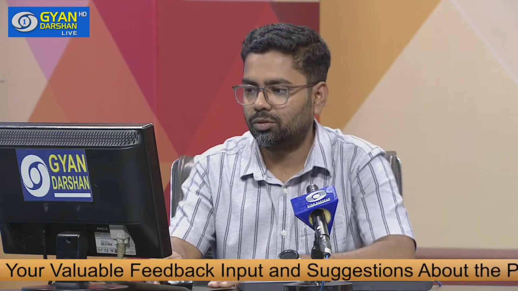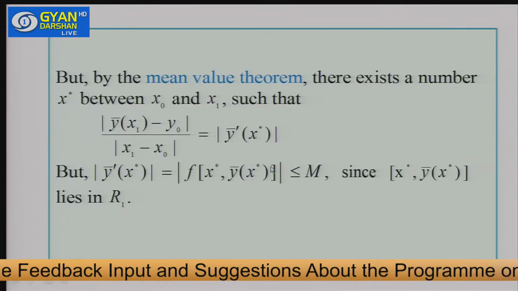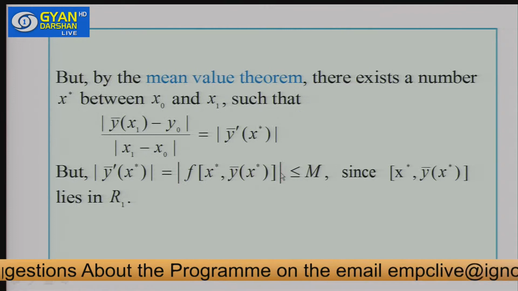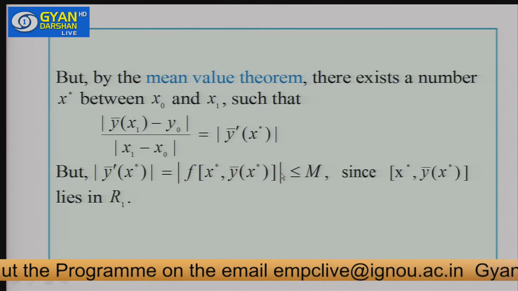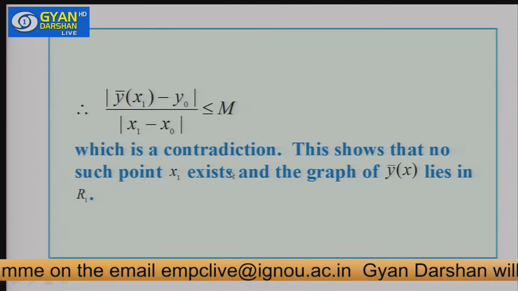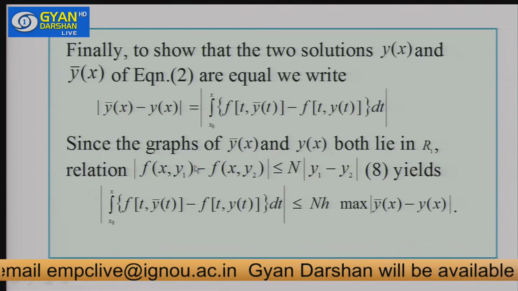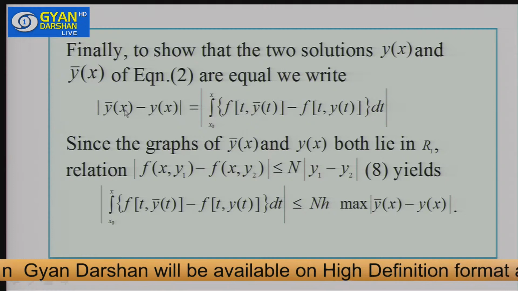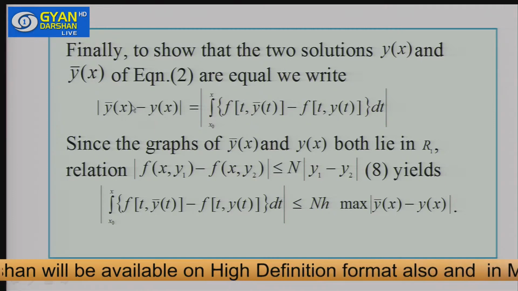So by mean value theorem, we have two contradictory things. Here we are showing this is greater than m, here we are showing this is less than or equal to m, the same ratio, so contradiction, so it cannot leave R1. So the first is the same. Second, we are going to just use the previous inequalities, and we are going to show these two things are same.